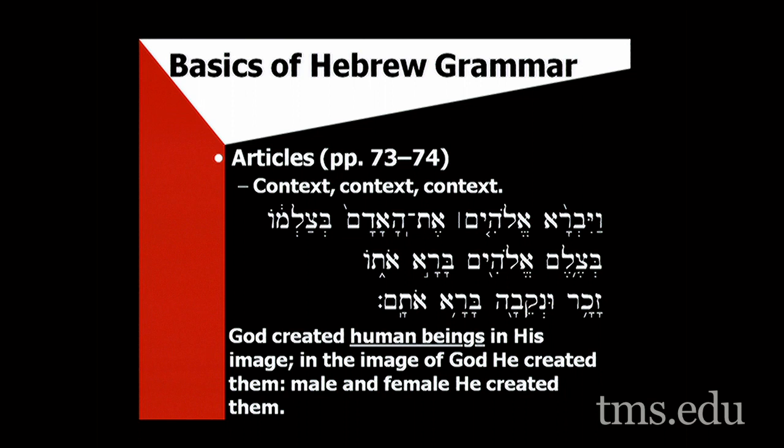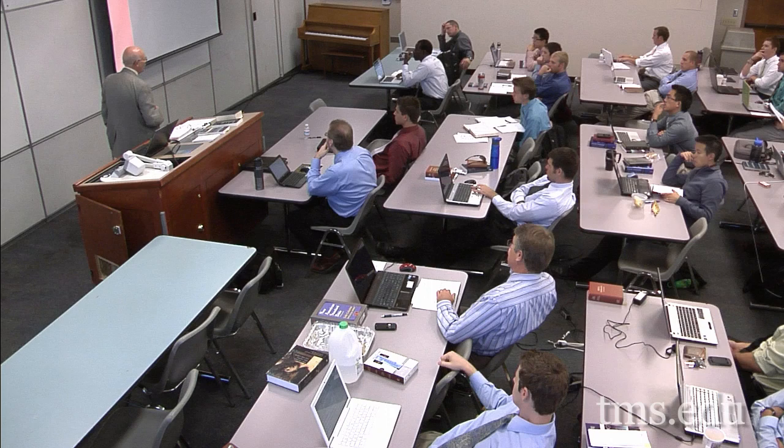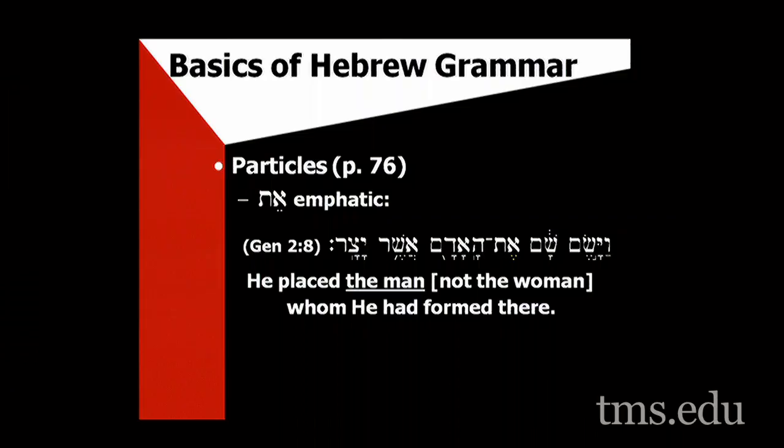But in the next context, it's a different context, and you have a situation in which if you don't take that as emphatic, you end up with making the man and woman being placed in the Garden of Eden. And then that confuses everything, because you have to wait another 10 verses before you get to the making of the woman. She's not even made yet. Okay? So he placed the man, not the woman, is the idea, whom he had formed there.